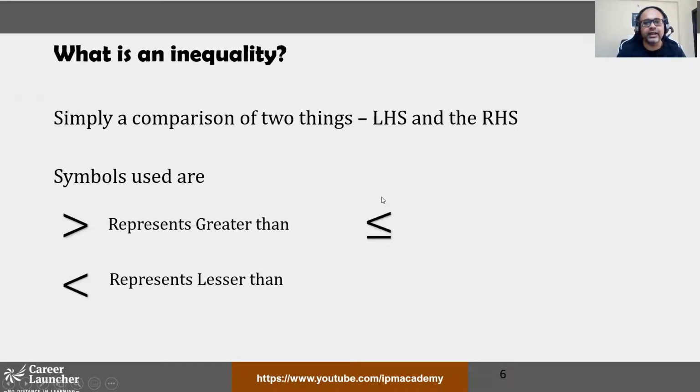The next one is basically the lesser than or equal to. And the last one is greater than or equal to. Okay, so these are the 4 symbols we're going to use, and these are called inequality symbols.